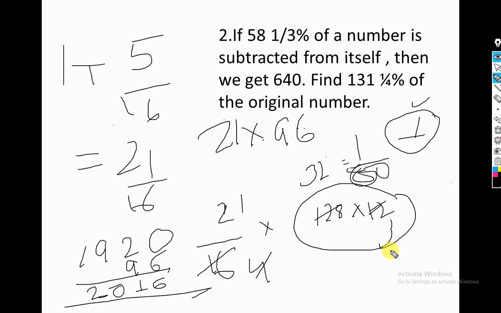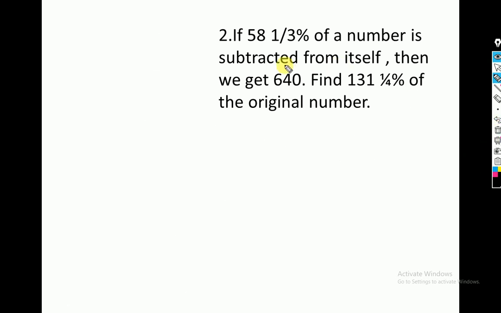Now this may be a bit calculative right now, but this will get better with practice. So let's just repeat it once again. Now 58 1/3 percentage of a number. We all know that 50% is 1 by 2 and 8.33 percentage is 1 by 12. So we got 7 by 12.